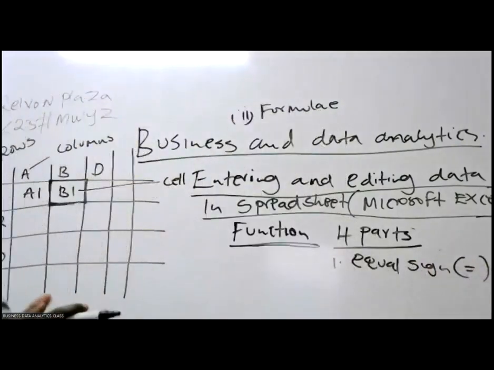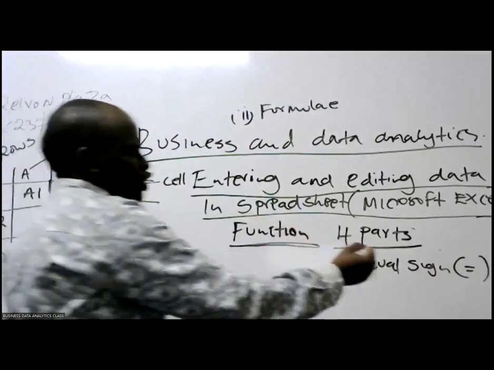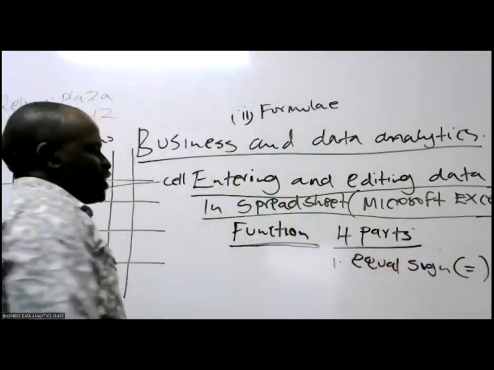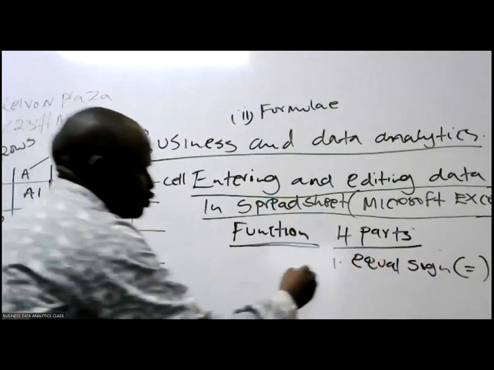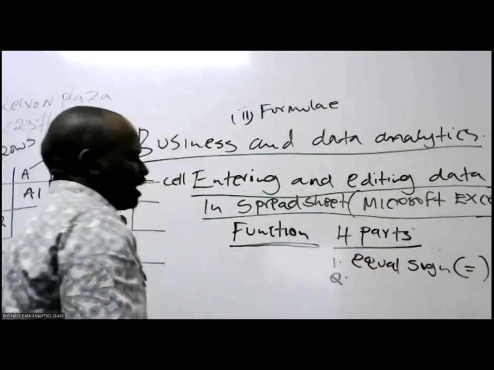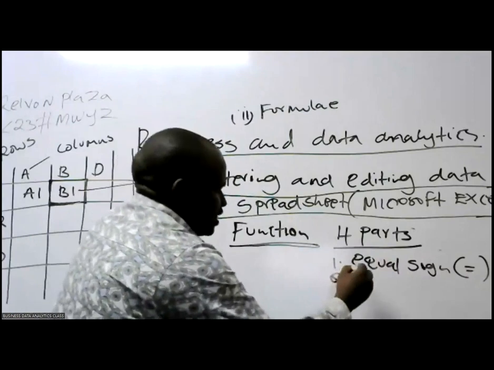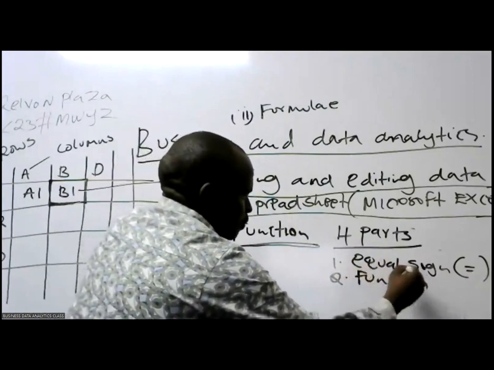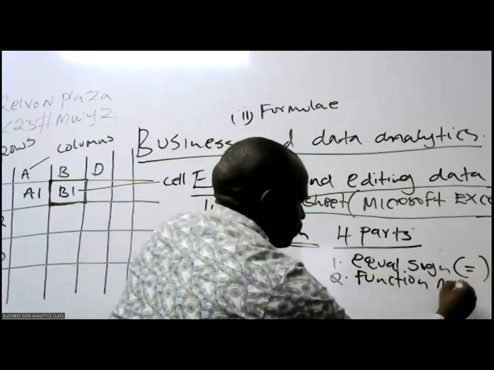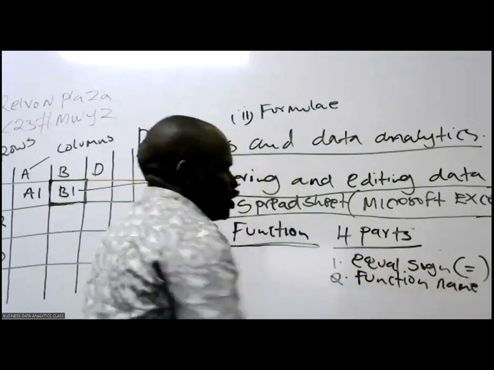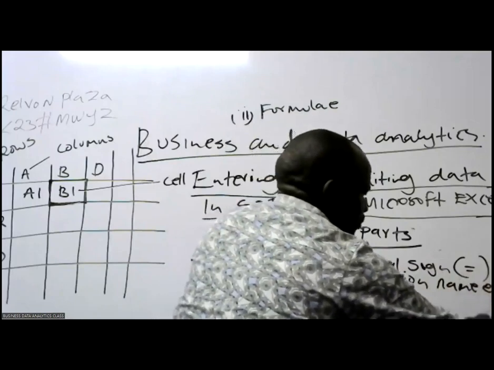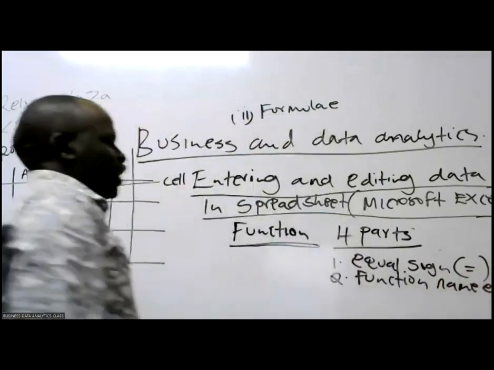To use any function, you need to start with an equal sign, like the formula. And then number two, we have what we call the function name, for example sum. So sum is a function name.